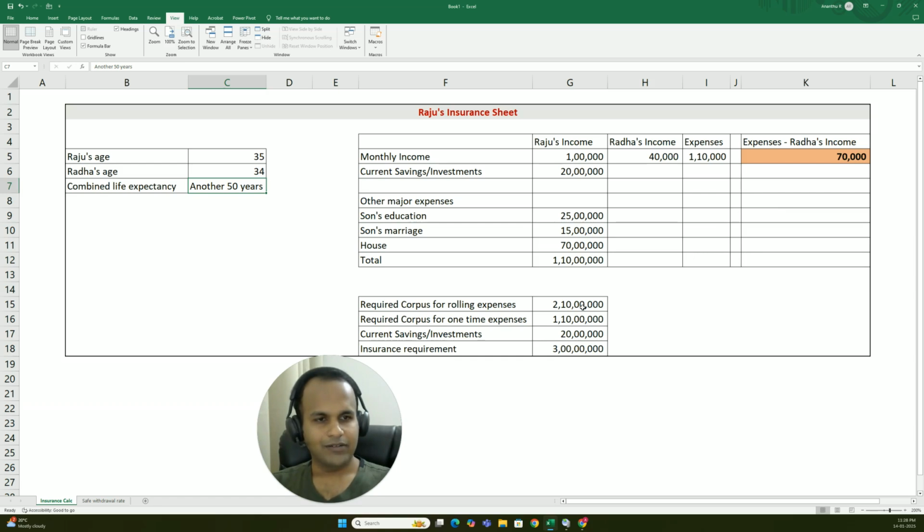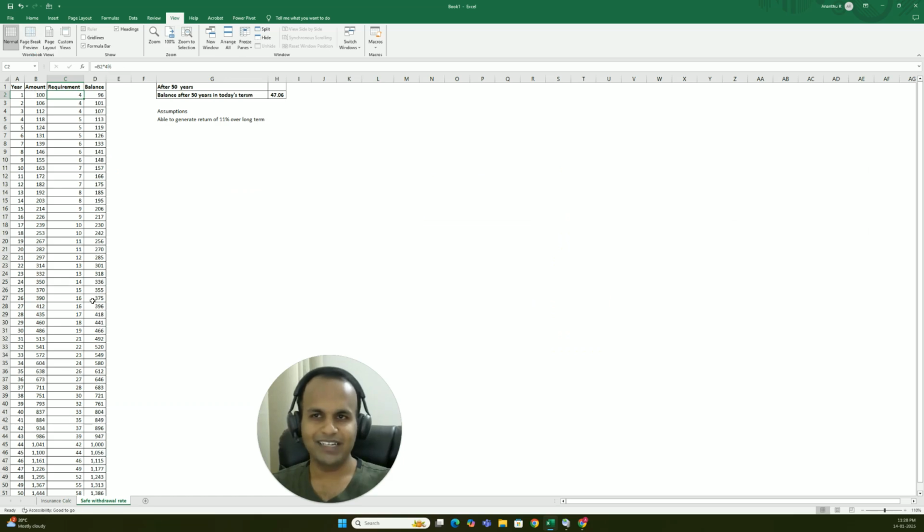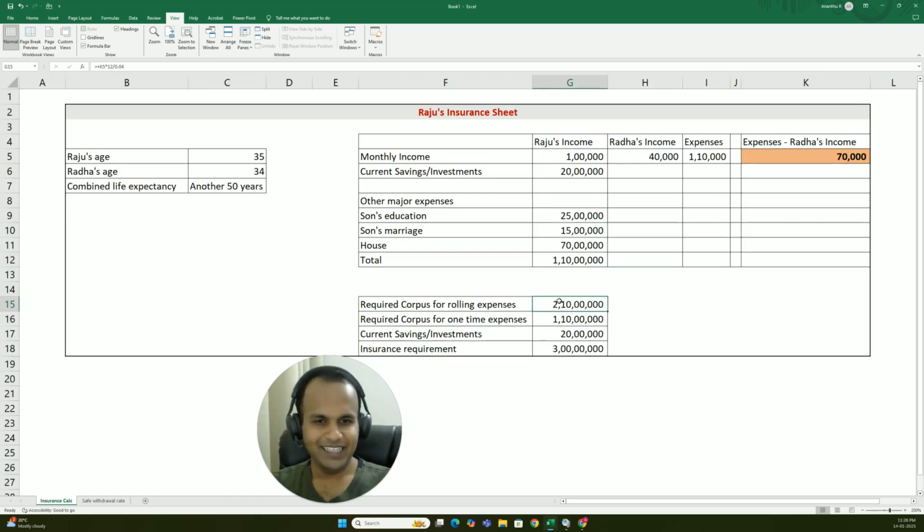So we just calculated the rolling expenses that would be required to be met through the corpus. That would be this 70,000, which is the monthly expense, multiplied by 12 to get a year, and you divide it by 4% in order to get the corpus required for those rolling expenses. So whatever the 100 I assumed here will become this, right? That's the basics of the safe withdrawal rate calculation.